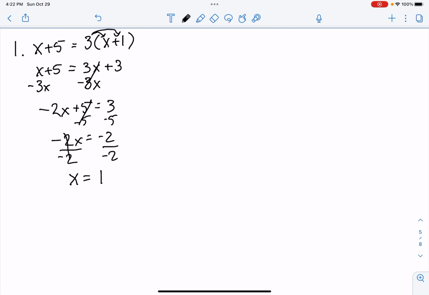And then if we wanted to, we could check it. 1 plus 5 for the left-hand side, if I plug in 1 for x, is going to be 6. And on the right-hand side, if I plug in 1 for x, we do 1 plus 1 is 2, and 3 times 2 is 6. So we have our correct solution here with x equals 1.